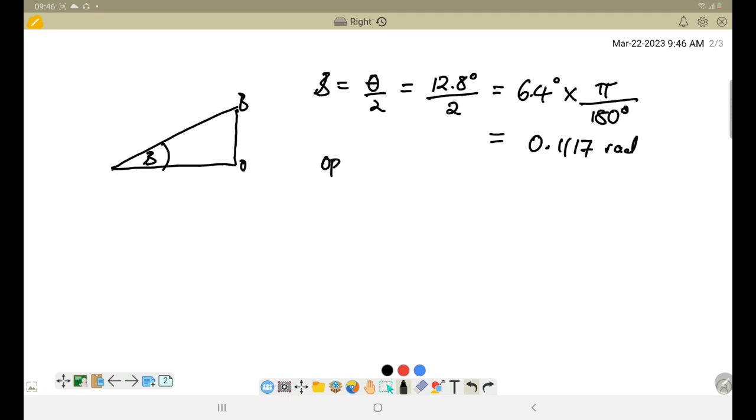So distance OB is half of 185. So 185 divided by 2 gives us 92.5 kilometers. So now that we have found OB, we can find the radius.